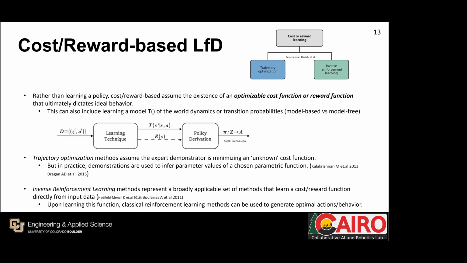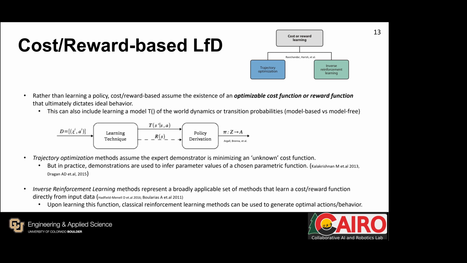Cost and reward-based learning from demonstration methods assume the existence of an optimizable cost function that can ultimately dictate the ideal behavior. This might also include a learned model T of the world dynamics or transition probabilities that define the difference between model-based and model-free learning. But essentially, the focus is on learning this cost or reward function.